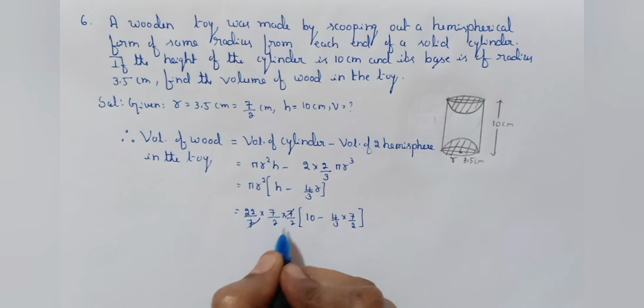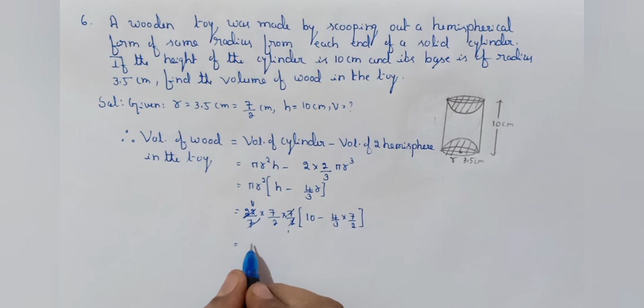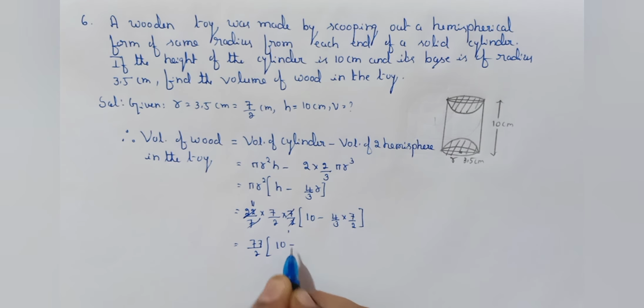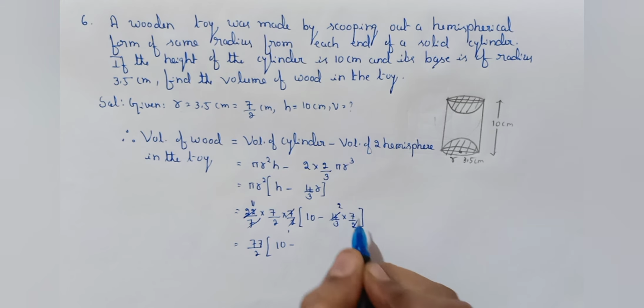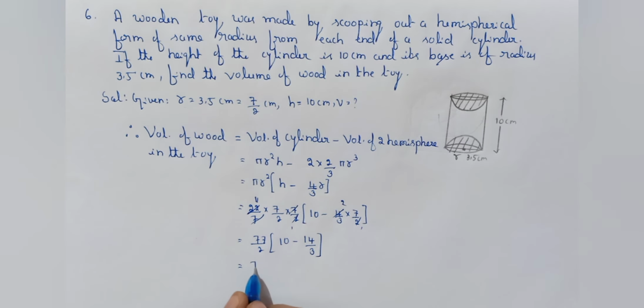We can cancel the 7. 2 ones are 2, 11s. 11 into 7 is 77 by 2 into 10 minus 2 ones are 2, 2 2s are 4, 7 2s are 14 by 3. 77 by 2 into 10, 3s are 30. 30 minus 14 is 16 by 3. 2 ones are 2, 8s are 16. So multiply 77 into 8 is equal to 616.